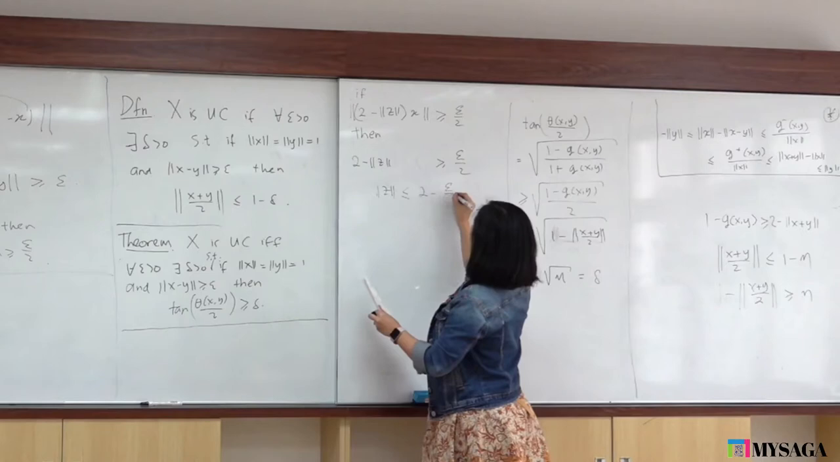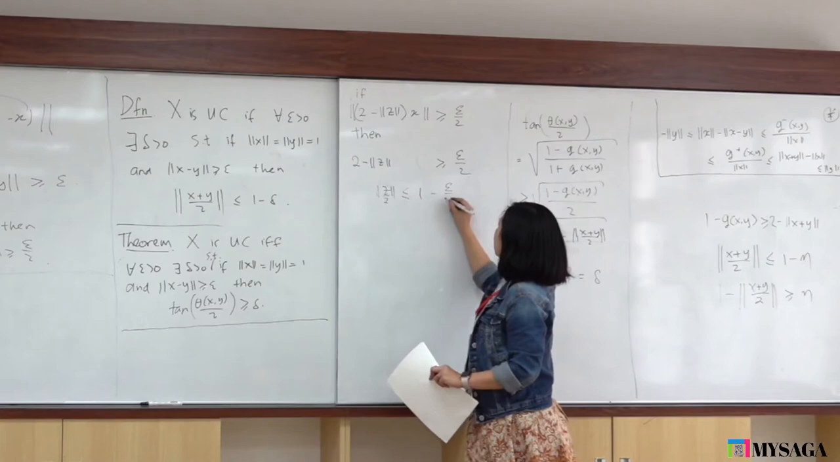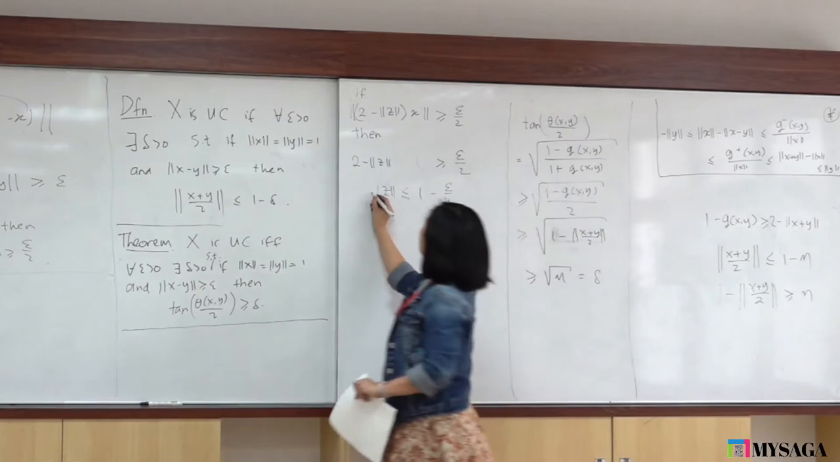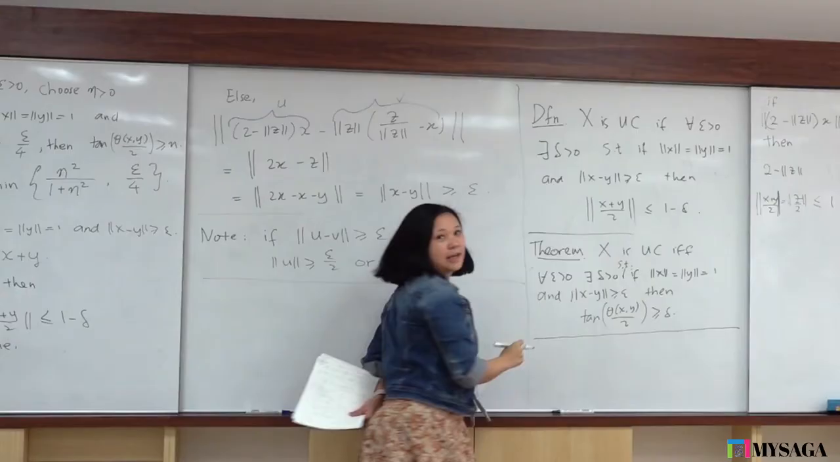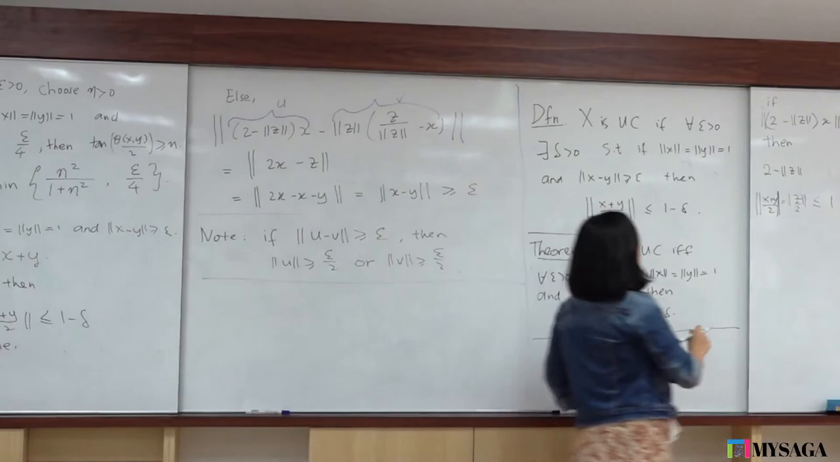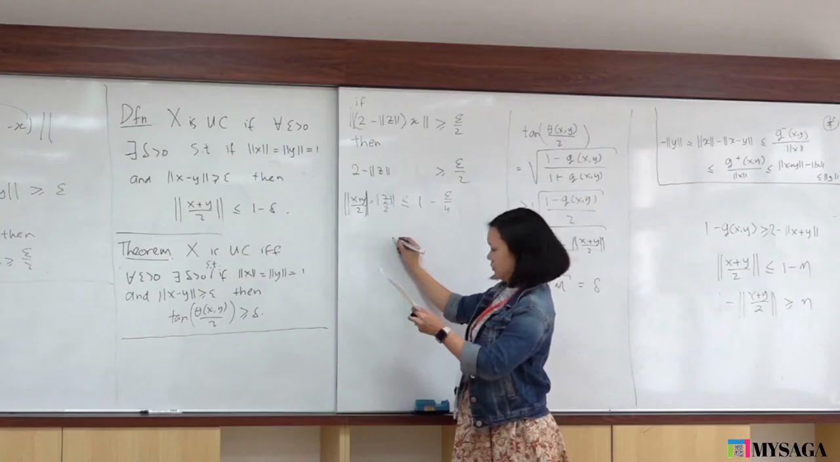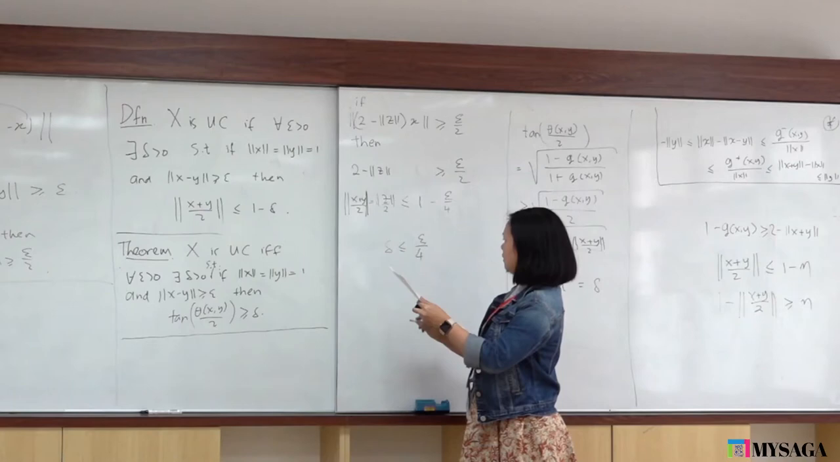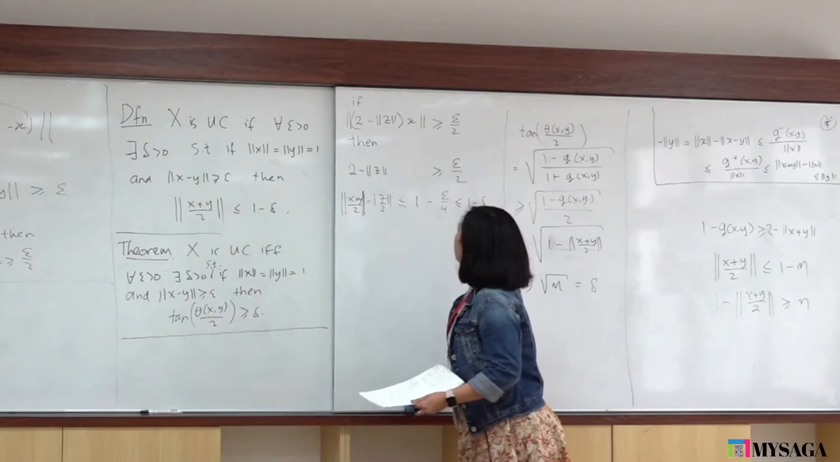And I'm going to divide by 2. This becomes 1, and this becomes epsilon over 4. So here already I have my x plus y divided by 2. I want this. But check that epsilon over 4 and connect it to our delta. Delta is less than or equal to epsilon over 4. So 1 minus epsilon over 4 is less than or equal to 1 minus delta. So this guy is less than or equal to 1 minus delta. Okay. So I'm done.